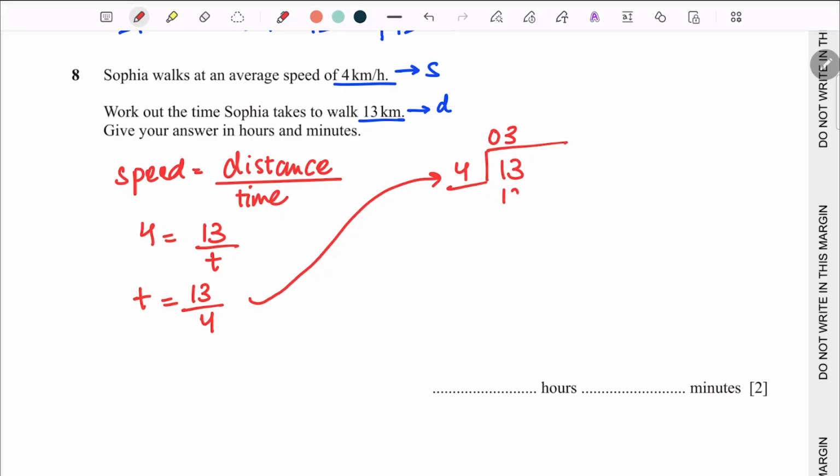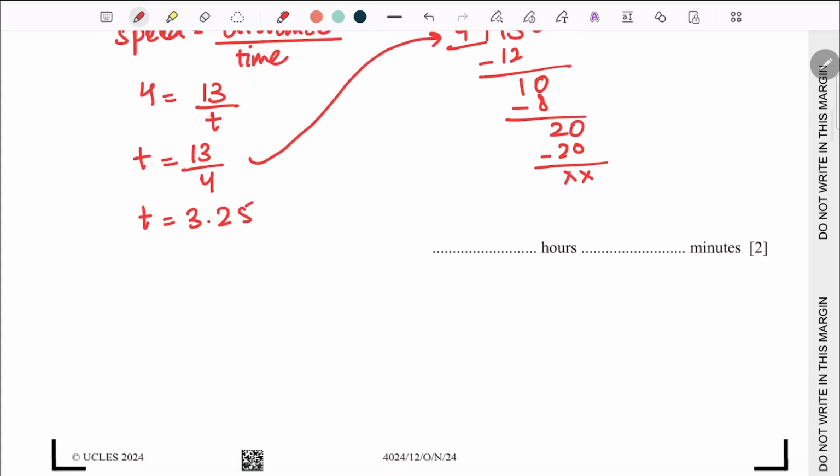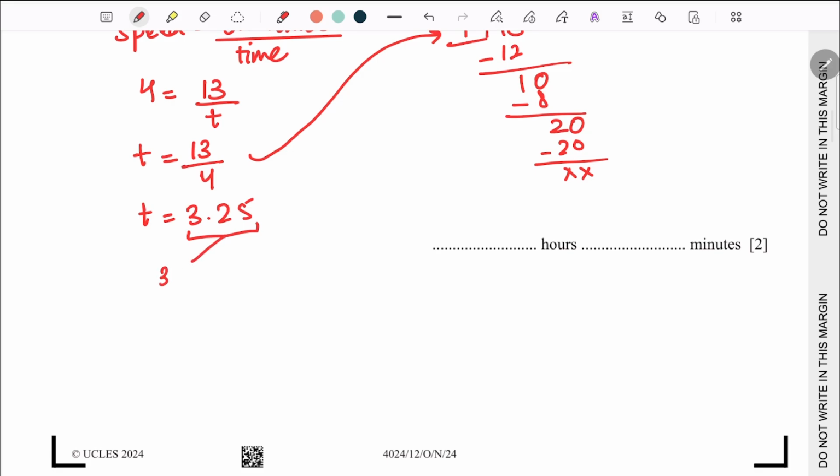4 into 3 is 12. Then 4 into 2 is 8. And 4 into 5 is 20. So 13 over 4 in decimals is equal to 3.25. 3.25 can also be broken up into 3.0 and 0.25 because when we add them together, they give us 3.25. 3 is basically the hours and 0.25 is the minutes.